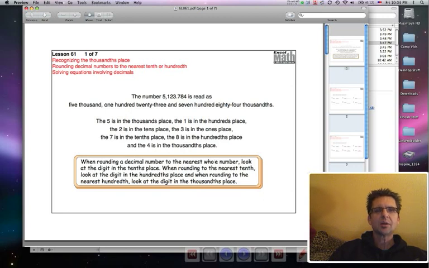Notice that this number is not read 5 thousands, 1 hundred, 2 tens, 3 ones, 7 tenths, 8 hundredths, 4 thousandths. That's not how you read this number. It's 5,123 and then we say the whole thing that's written after the decimal point, 784, as if it was a number sitting all by itself, 784, and then we say the name of the place that is the last digit. So that 4 is sitting in the thousandths place, so we say the word thousandths after we say 784.